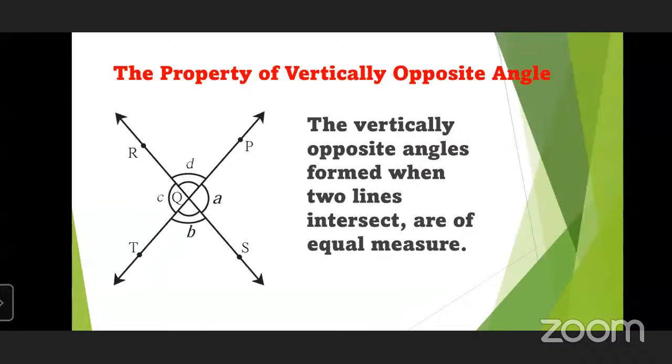Now, what is special about vertically opposite angles? The vertically opposite angles formed when two lines intersect are of equal measures. See, there are many lines that can be crossing each other or intersecting each other, but the angles which are equal in measure are more important in vertically opposite angles. If the angles are not of equal measure, we cannot call them vertically opposite angles. So the measurement of both the angles must be equal.